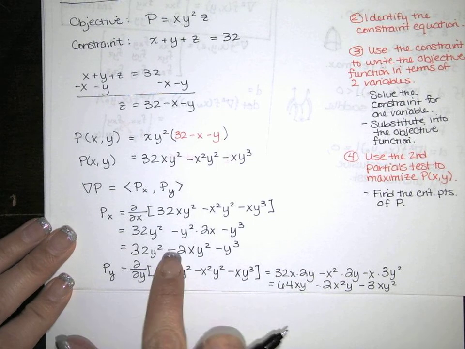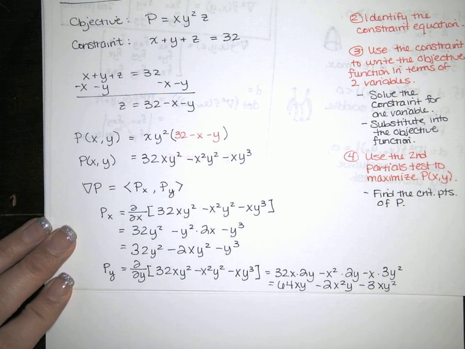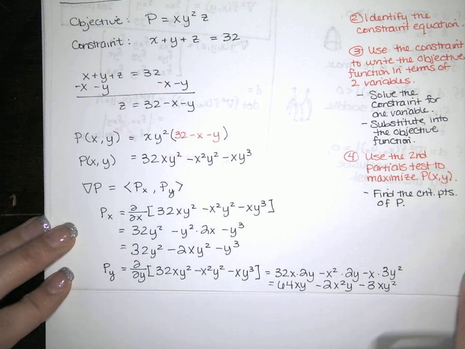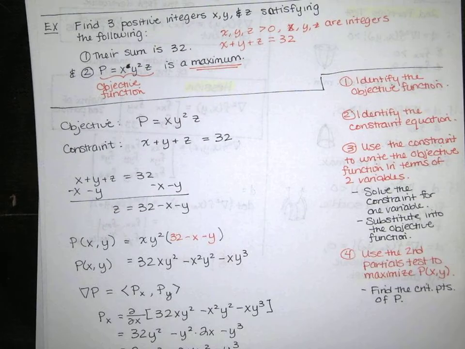Okay, now these are the components of my gradient vector. I need both of them to be 0 at the same time for the gradient to be 0. So we'll do that on the next page.